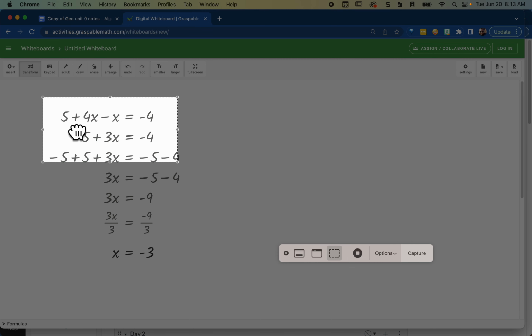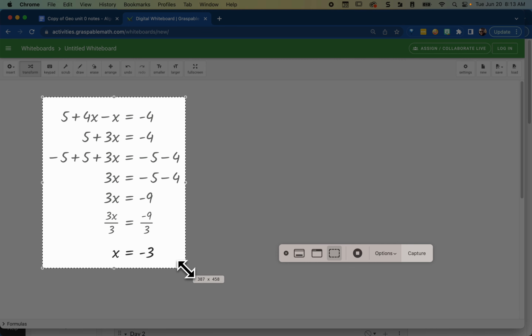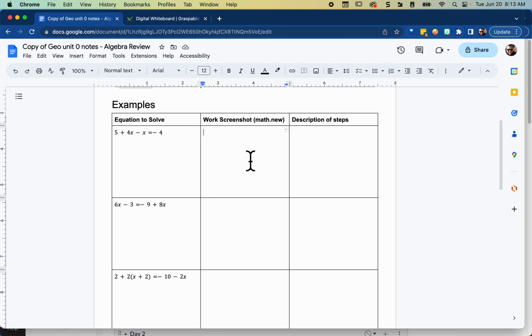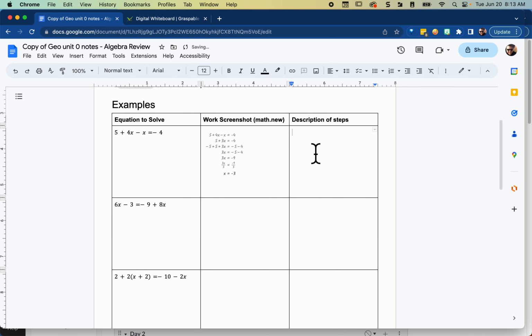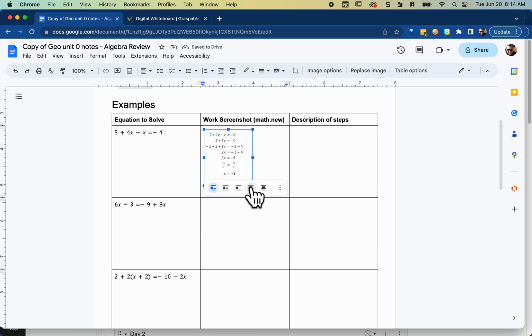Now I'm going to use my screenshot shortcut. You'll learn a lot about using that in class. I want to make sure it's going to my clipboard. I'll capture it, and then just paste it in here. What I want you to also do is kind of describe some of the things that you did.